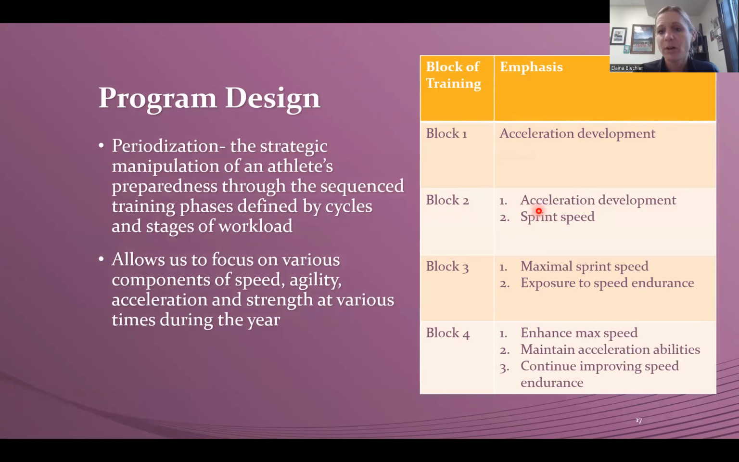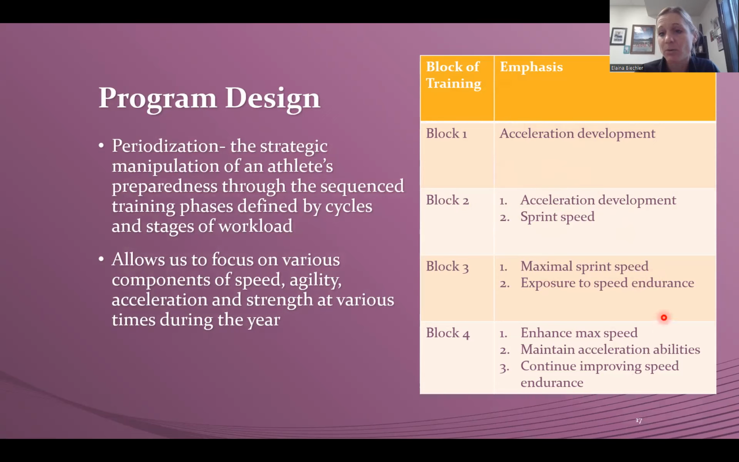Okay, block 2, I'm still doing that acceleration development, but I'm also going to focus on max speed as well. So we're focusing on sprint speed, kind of spreading out those intervals, making those intervals a little bit longer. Block 3, I'm going to continue to focus on that maximal sprint speed. So again, kind of those longer, let's call it 70 meters, something like that, versus acceleration maybe was like 30 meters. Okay, so longer sprint speed there.